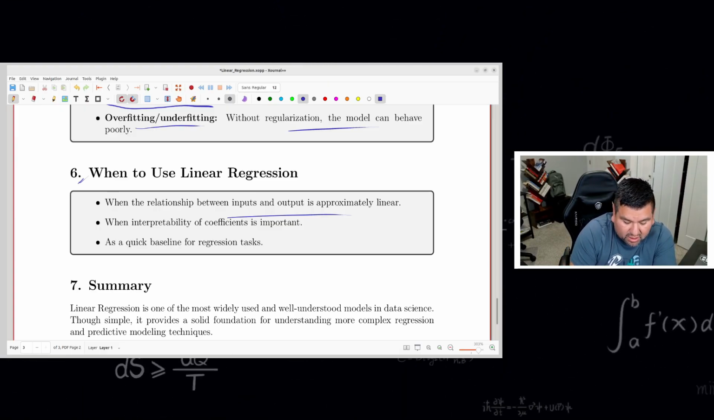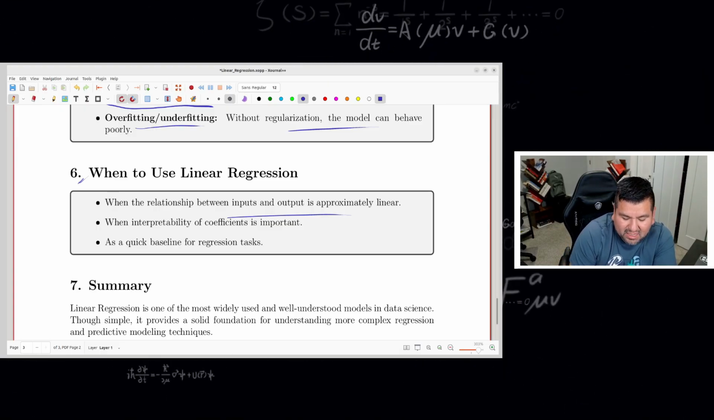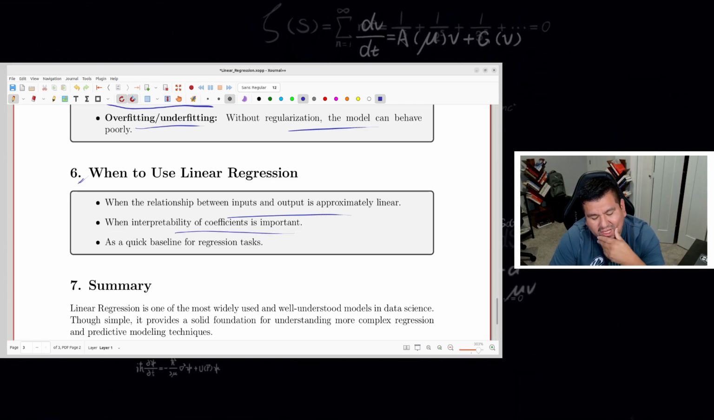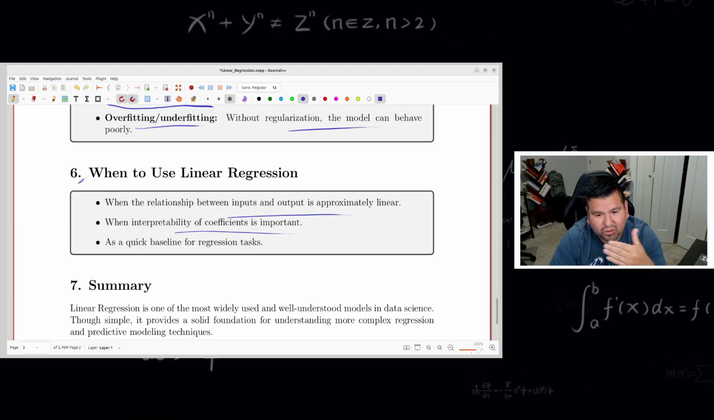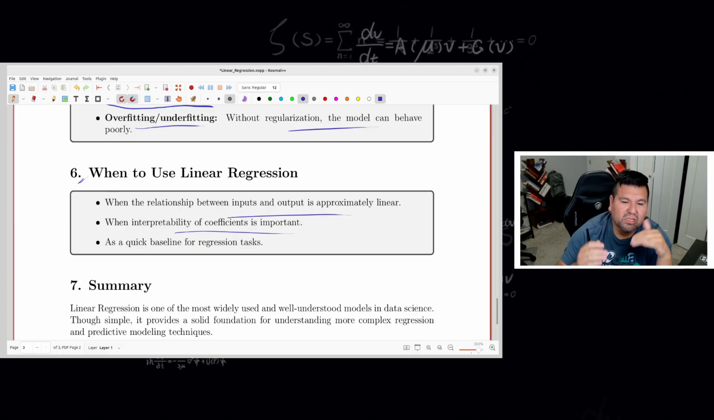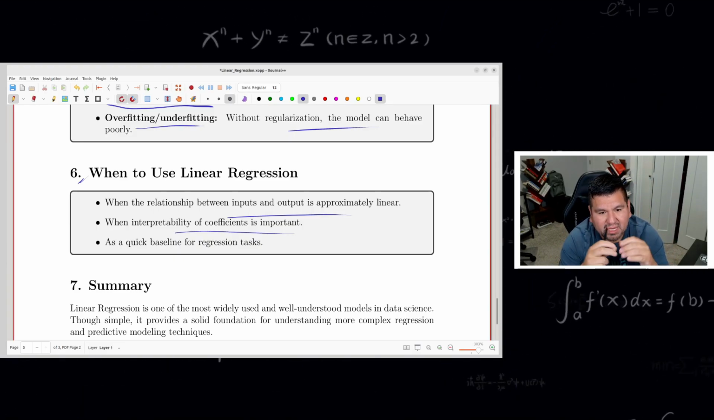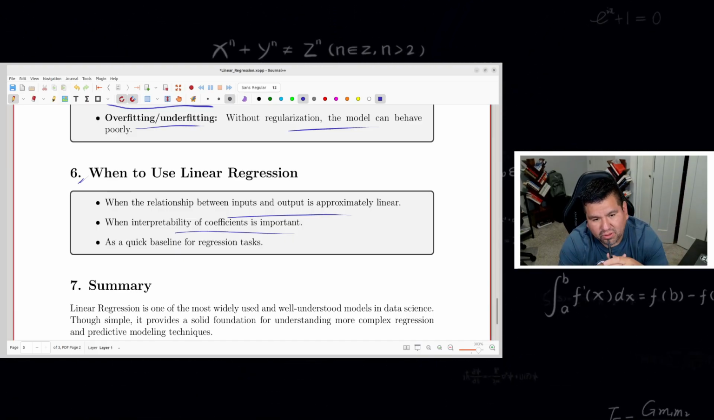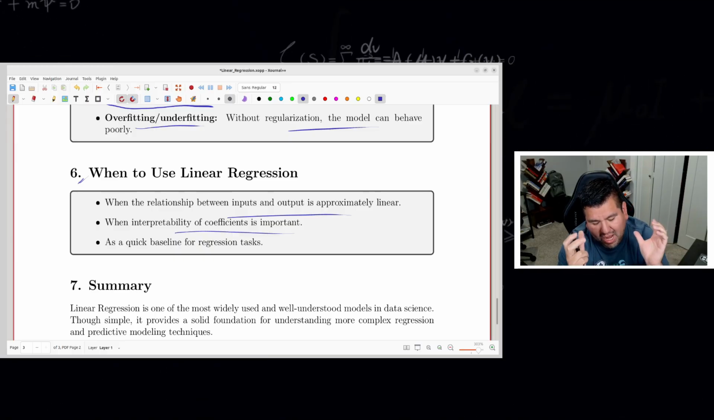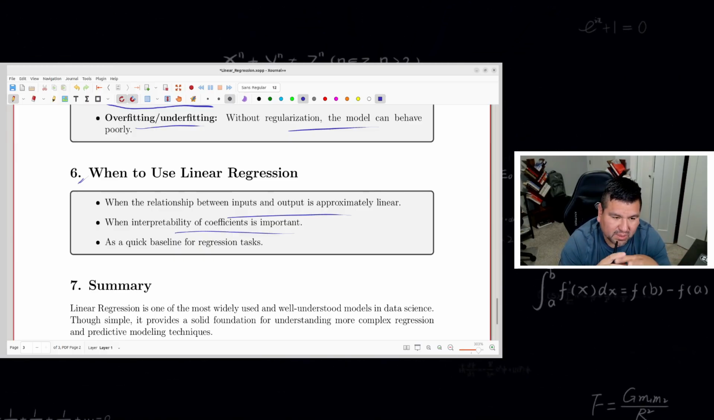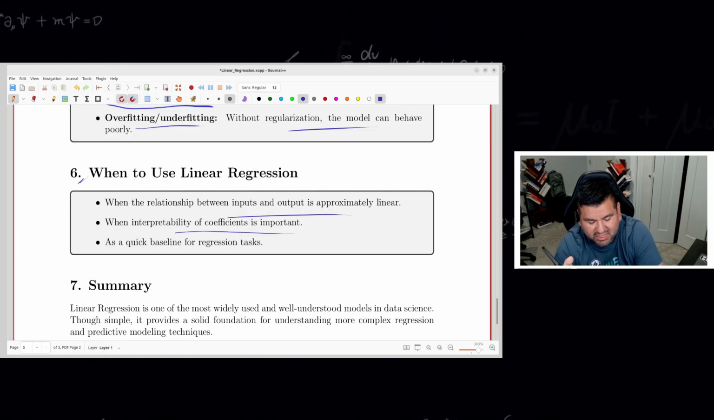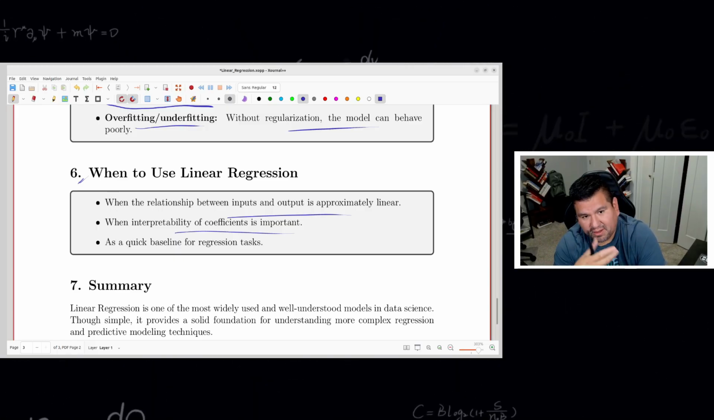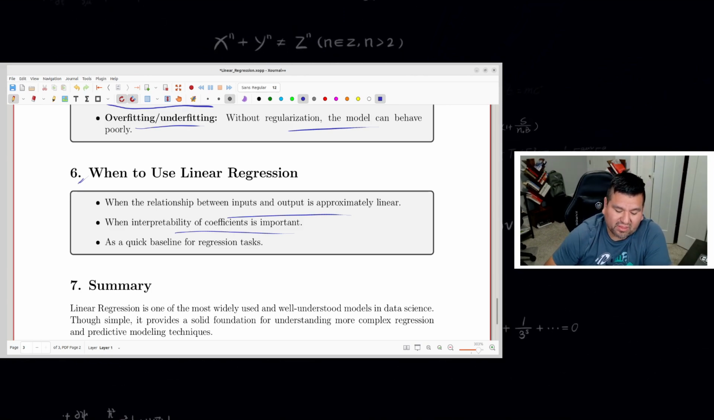Another reason to use it is when interpretability of the coefficients is important. And this is something that you need to keep in mind when you're building models in general: you need to keep a balance between interpretability and prediction power. If the goal is to build a model because you want to understand the relationships between the input variables and the target variable, then you need to go with simpler models, and linear regression falls into that category.